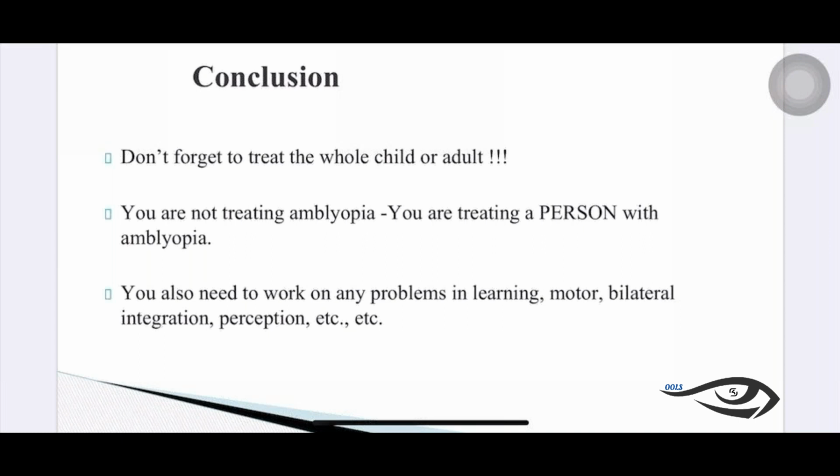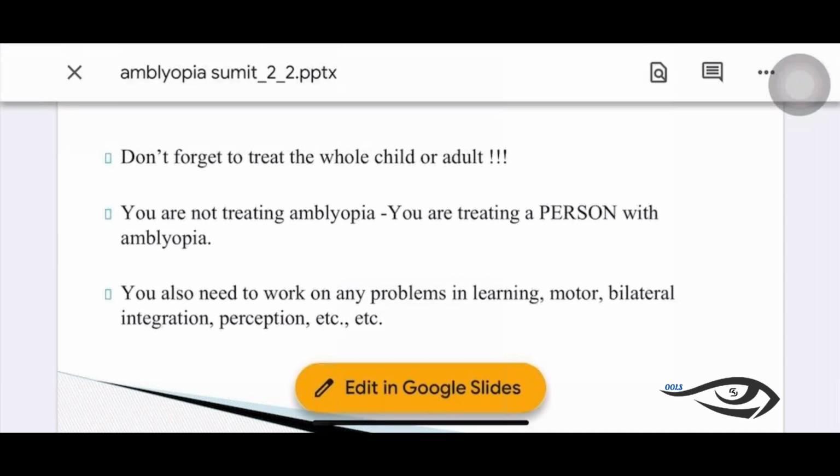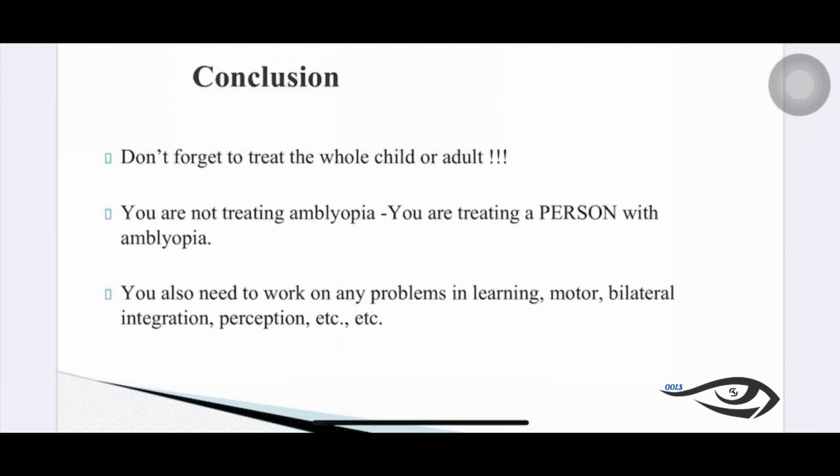He won't be able to play properly. He won't be able to perform his different visual skills, different skills like his daily activities even. So we are not treating just the person's amblyopia. We are going to work on the whole body. So we have to work on all the skills. The third thing is you also need to work on any problem in learning, motor, bilateral integration, perception, etc. So you have to work not only on the visual acuity, you have to work on the learning skills, you have to work on the bilateral integration with the coordination of the left and right brain.